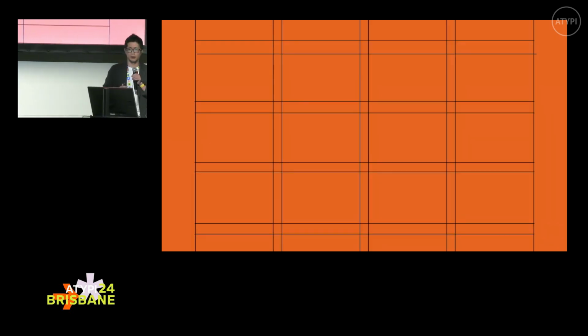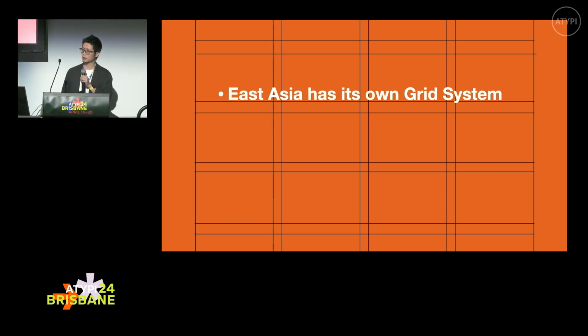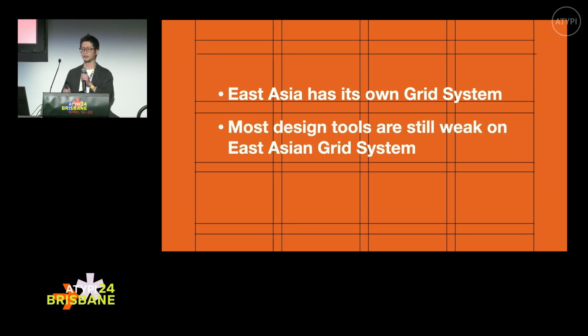So here is my takeaway. East Asian has its own grid system, and most design tools are still weak on the East Asian grid system, and CJK are not the same.